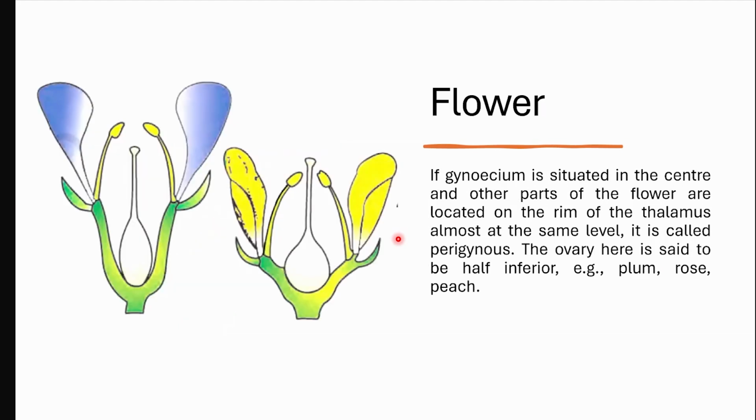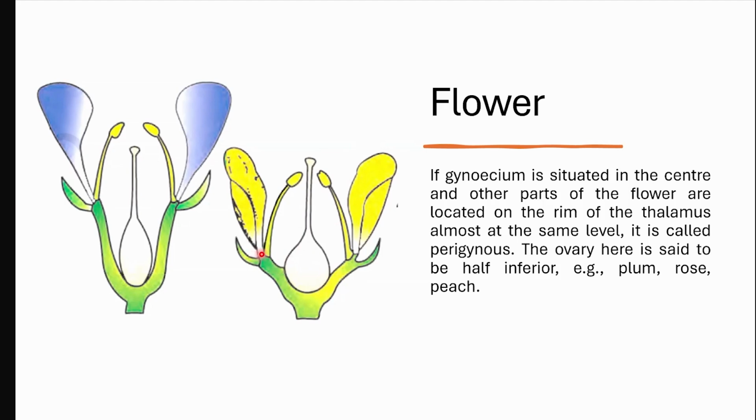Now let us talk about perigynous. So in perigynous, what is happening? If the gynoecium is situated in the center and other parts of the flower are located on the rim of the thalamus, almost at the same level, it is called perigynous. So this is the gynoecium, and this is the gynoecium. It is easier to understand in this yellow one than in this blue one. So first we'll look at only the yellow figure. In the yellow figure, what is happening? This is the thalamus.